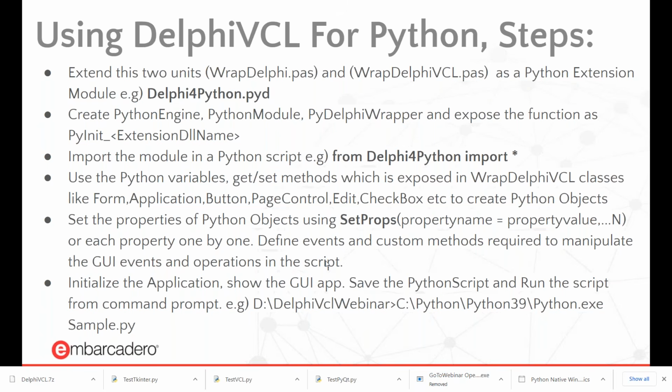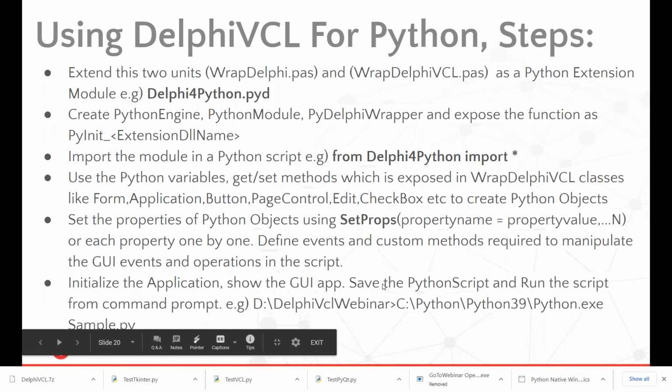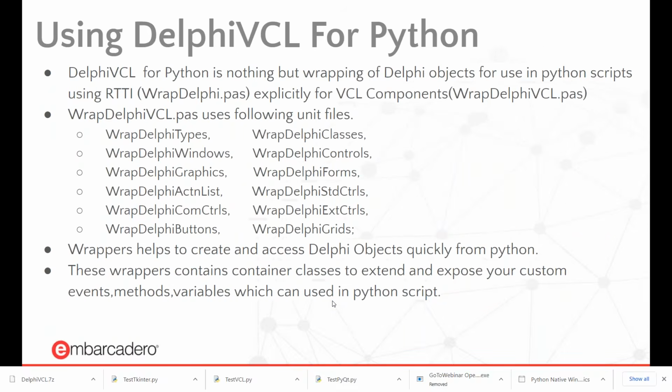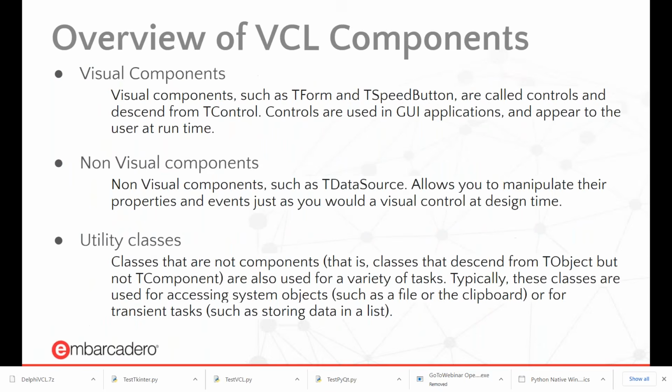So you can easily design in Delphi and wrap it and then import it. That will be a very nice way to include in your Python script. It will boost your productivity basically. So that's part. And yeah, finally what we need to do is initialize the application and then show the GUI app. Then using this Python exe, run that Python script. So that's all. So now I will go back to the visual designers part.